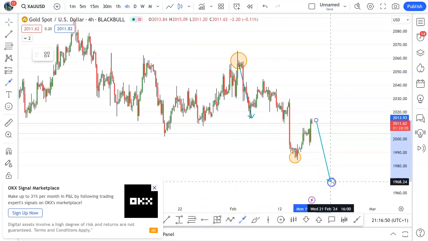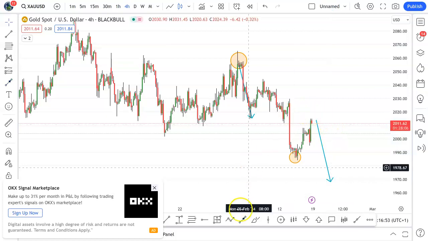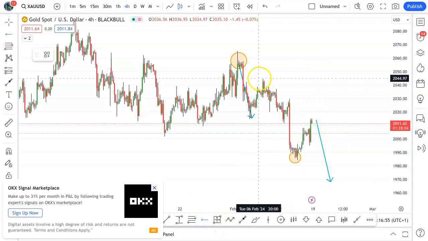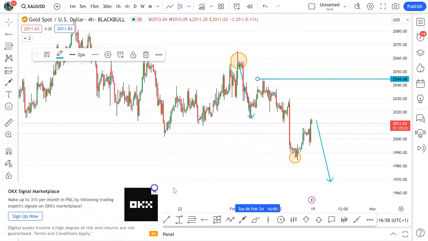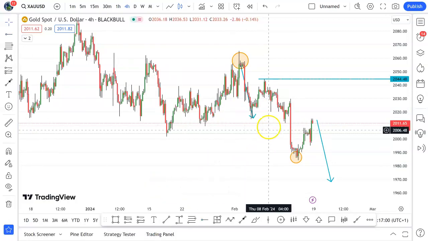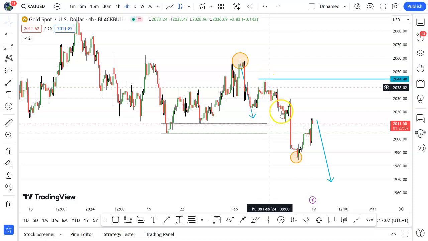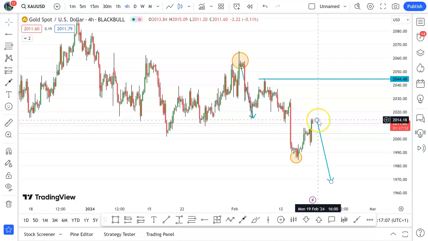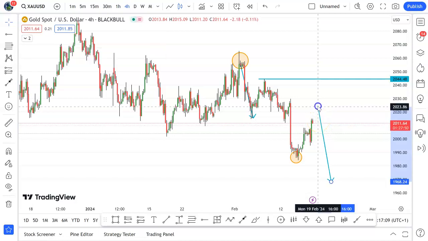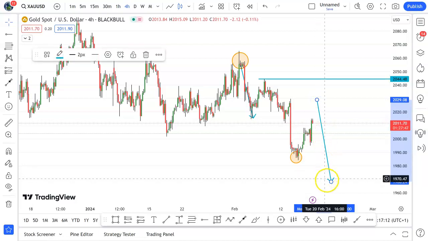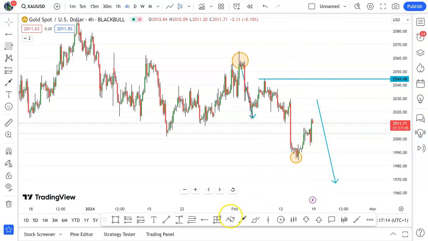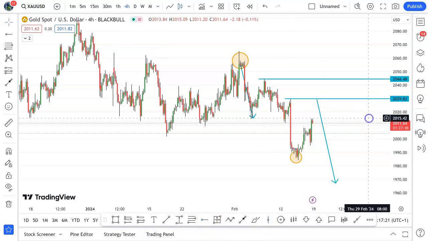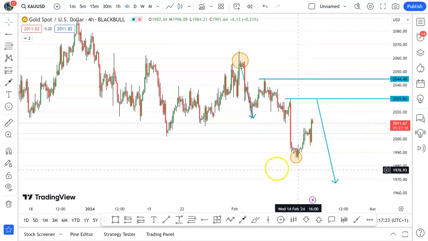I'm expecting gold to continue dumping unless we are able to break this last lower high, because price gave us this lower high before dumping to this lower low. So I'm expecting this move to continue, or we might see price pulling back or pushing back to this level. Because of what? Price might come back to take this high to act as a double top, then it will dump. All right.